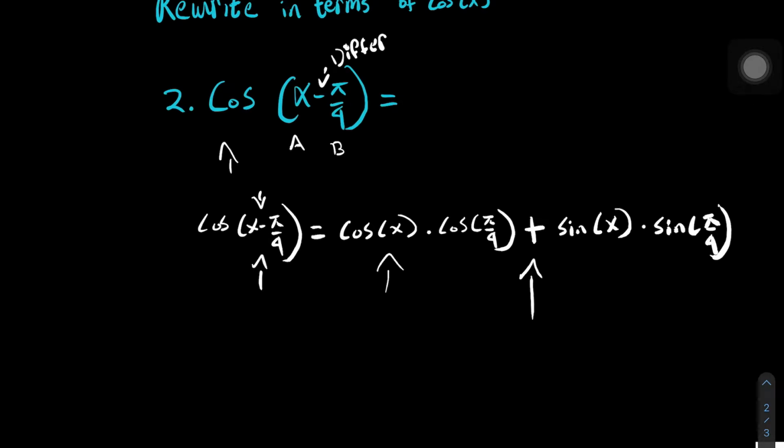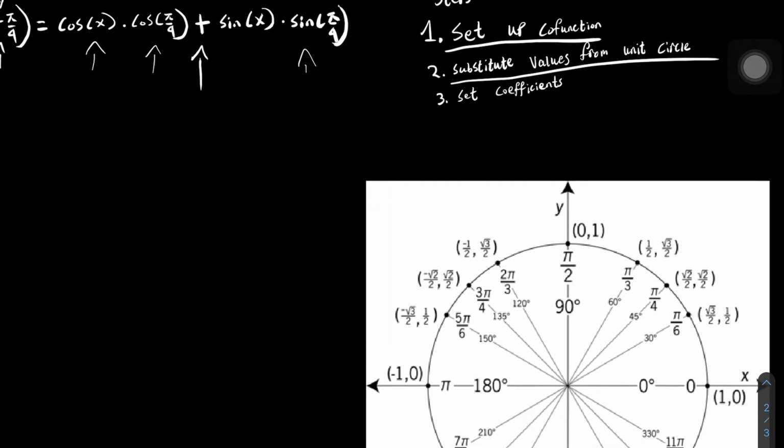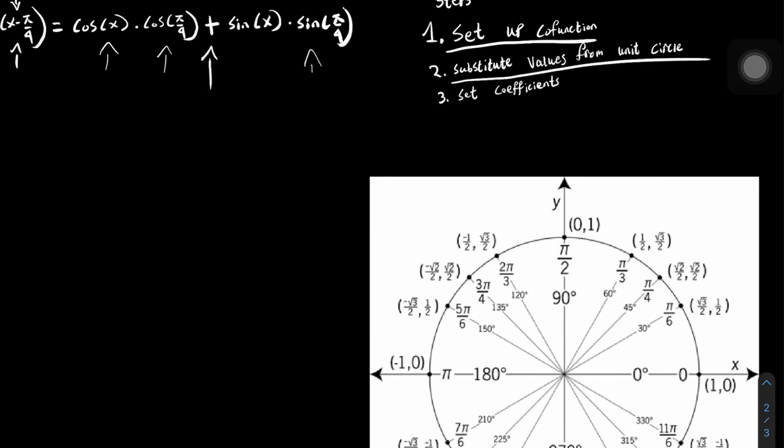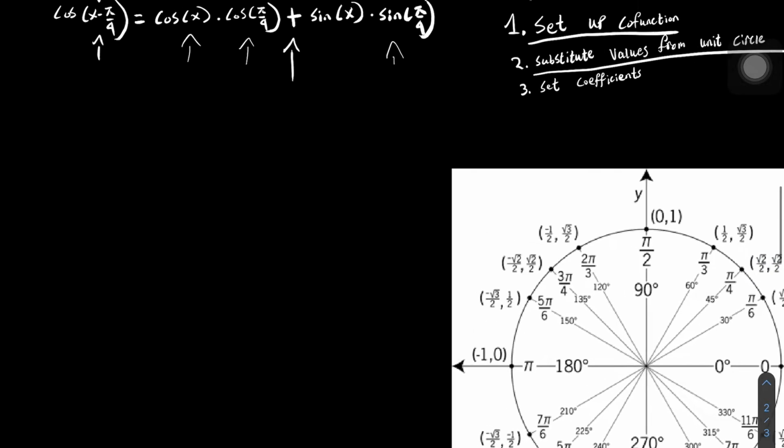But we do have a value for the cosine of pi over 4 and the sine of pi over 4, don't we? So let's go into our unit circle and see what the values are at those two places. Well, the cosine, remember, is our x value at pi over 4, is the square root of 2 over 2. So we can write that in.